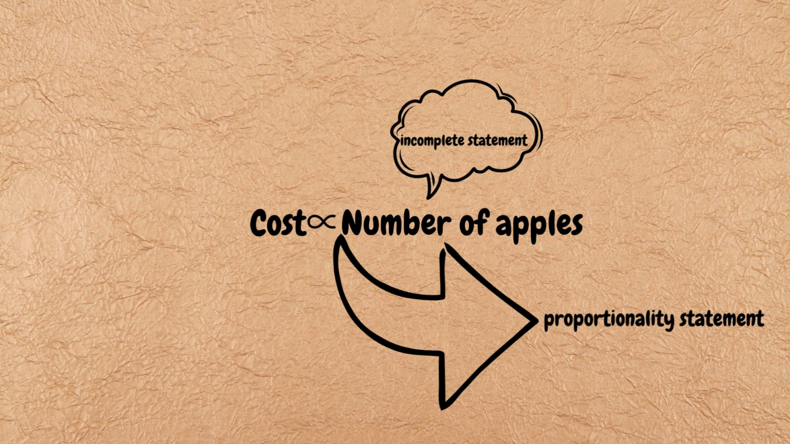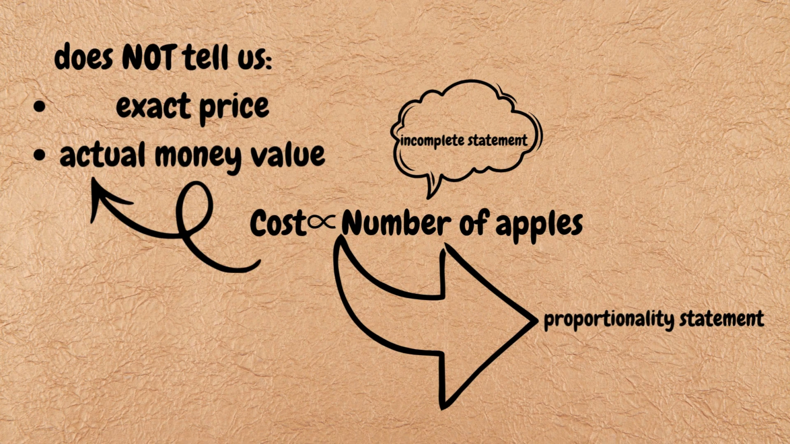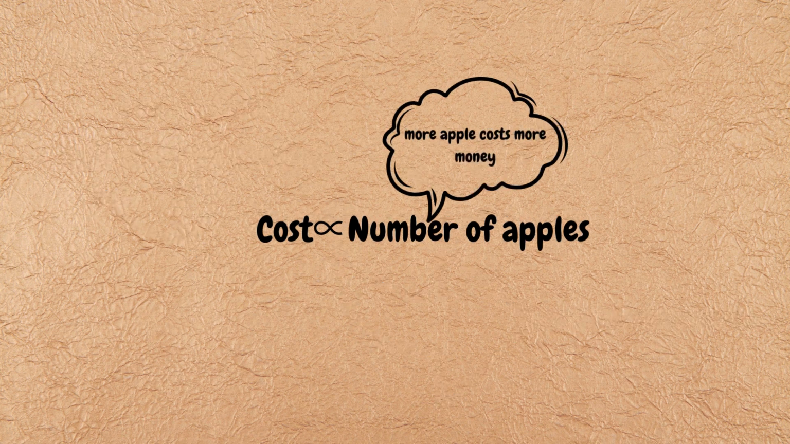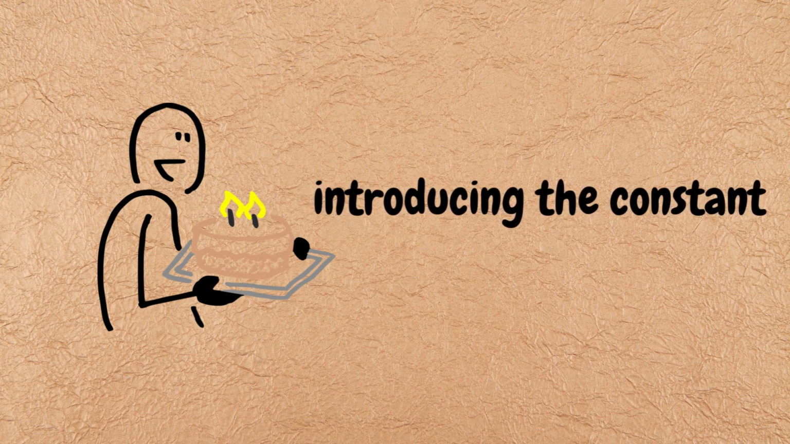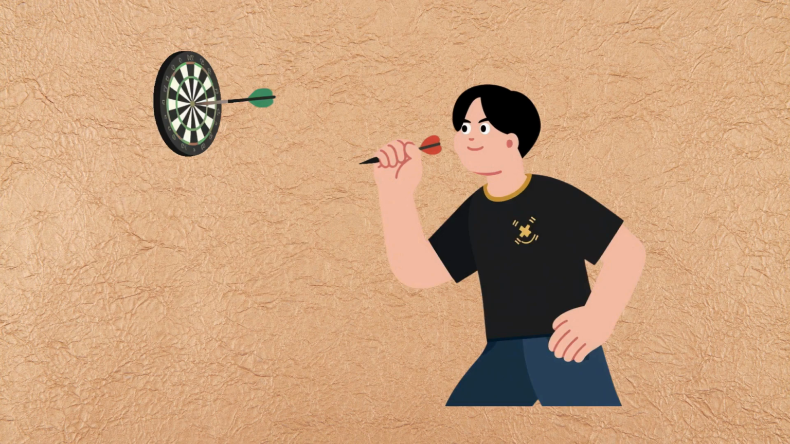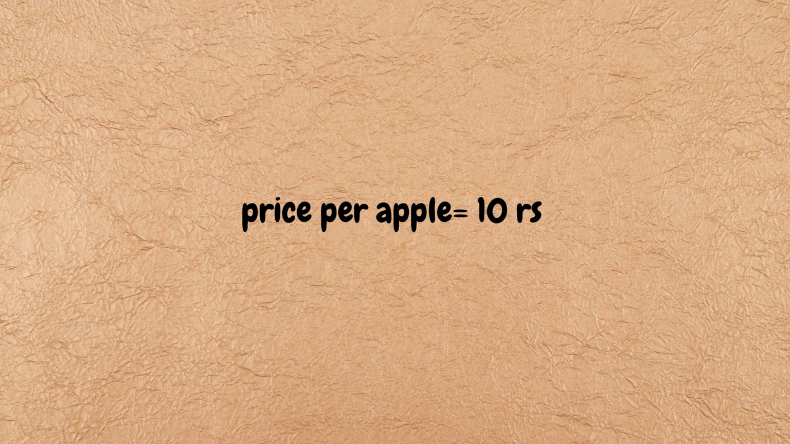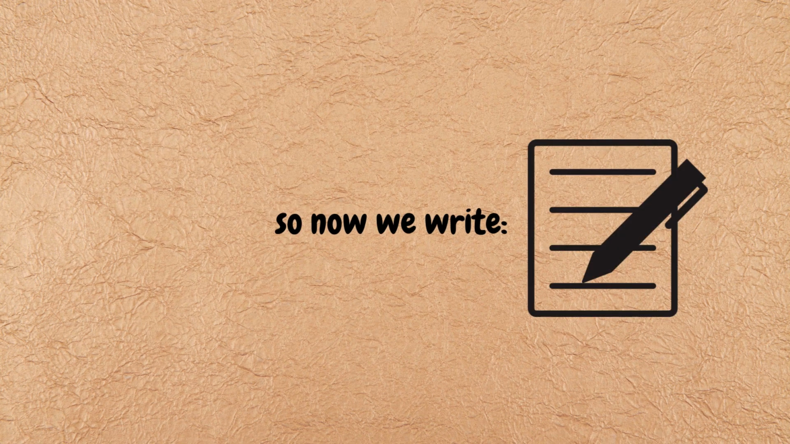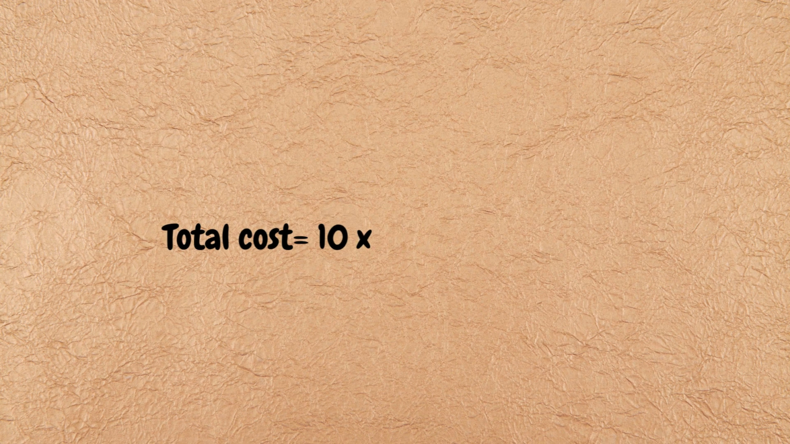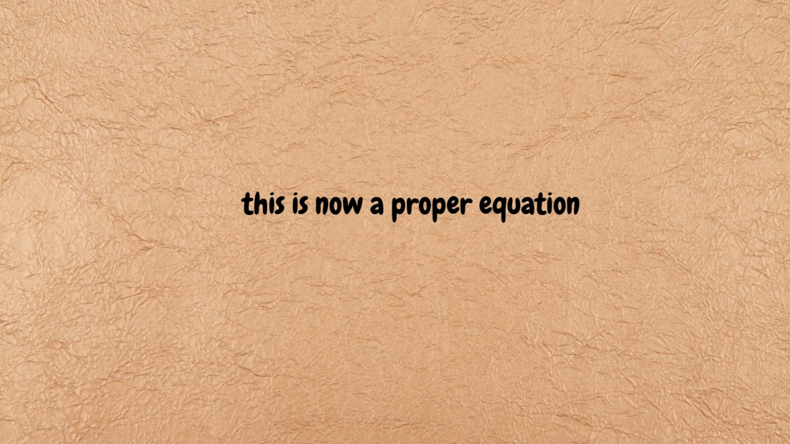Why is this not complete yet? The statement, cost is proportional to apples, does not tell us the exact price, the actual money value. It's like saying, more apples cost more money. True, but incomplete. Introducing the constant. To make it exact, we include the constant price. Price per apple equals 10 rupees. So now we write total cost equals 10 into number of apples. This is now a proper equation.